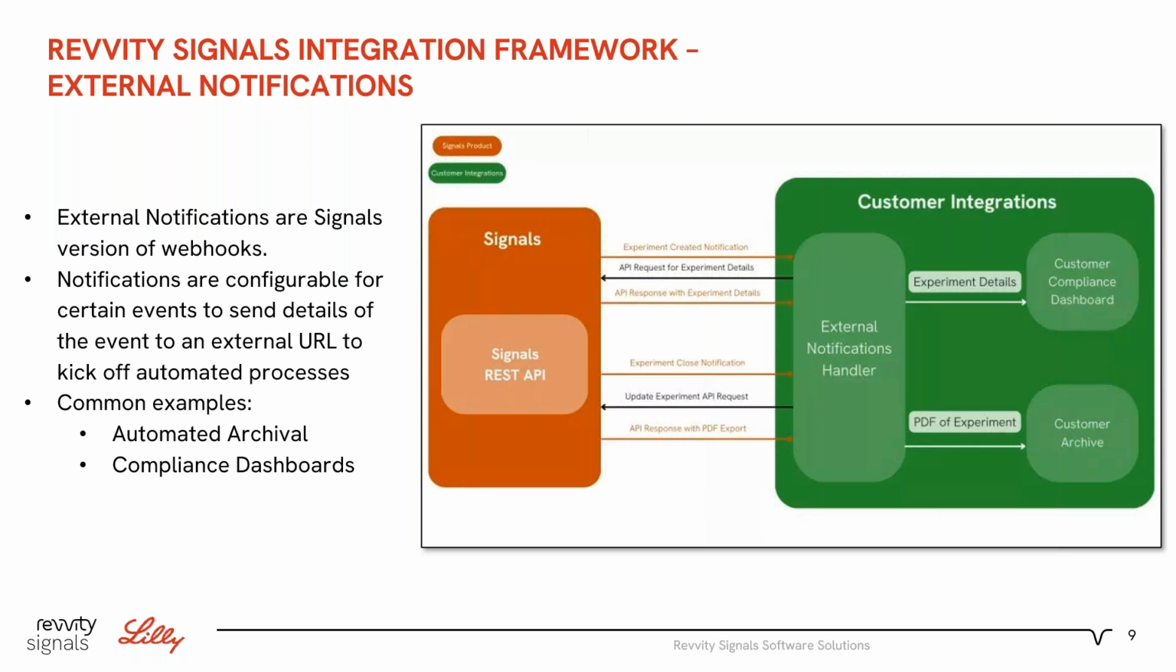Other things we see often are more on the end of an experiment's life cycle, where you'll see an experiment closed. This will trigger a notification saying, hey, we saw this experiment closed. You look up additional details that you're interested in about that experiment, and then you may decide that it is something you want to archive, and you can request through the API a PDF of that experiment to be downloaded and saved into your archive. So very common use cases and just another building block in the overall ecosystem of our integrations. And the next slide, please.